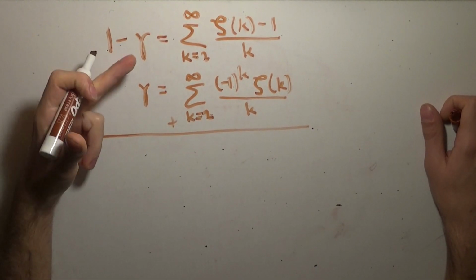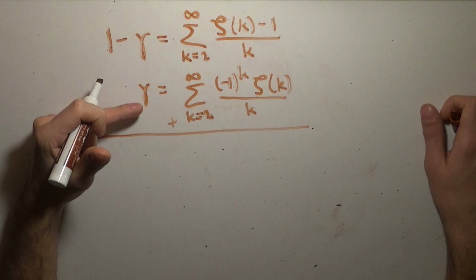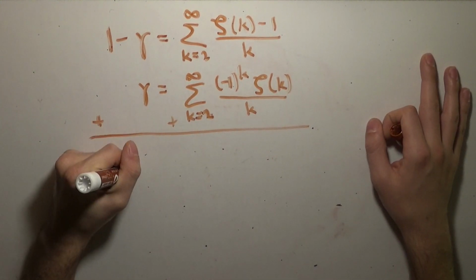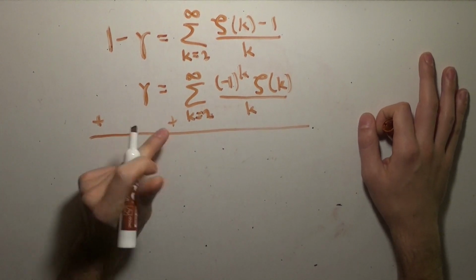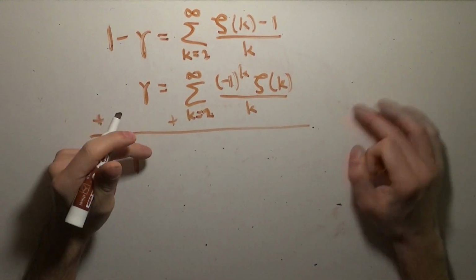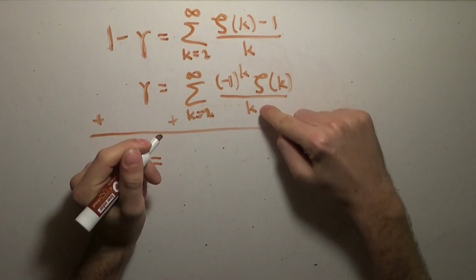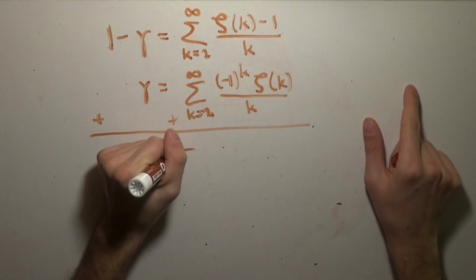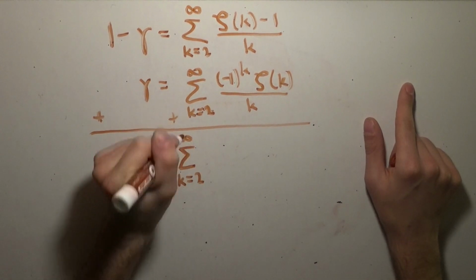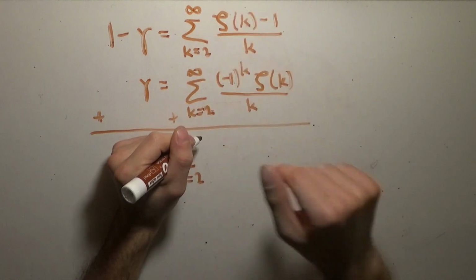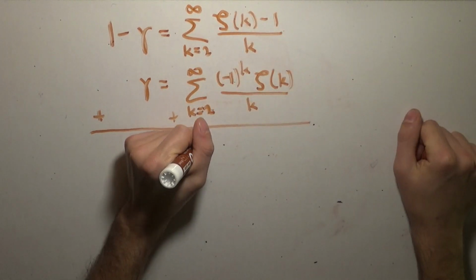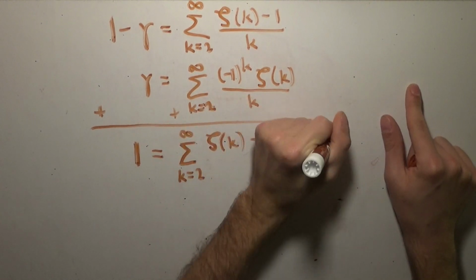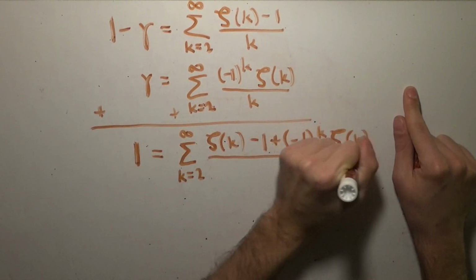Because look what happens. Negative Euler-Mascheroni plus positive Euler-Mascheroni is 0, and so the left-hand side is just equal to 1, which is very nice. And then we can combine these two sums together quite easily because they have the same indices, and each respective term has the same denominator. We have the sum from k equals 2 to infinity of, and I'm just going to combine the two numerators, zeta of k minus 1 plus negative 1 to the k times zeta of k, and this is all over k.